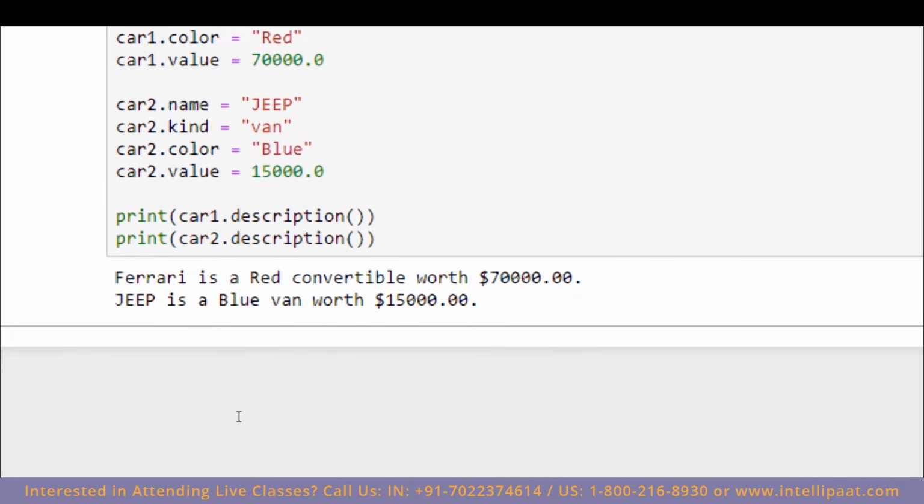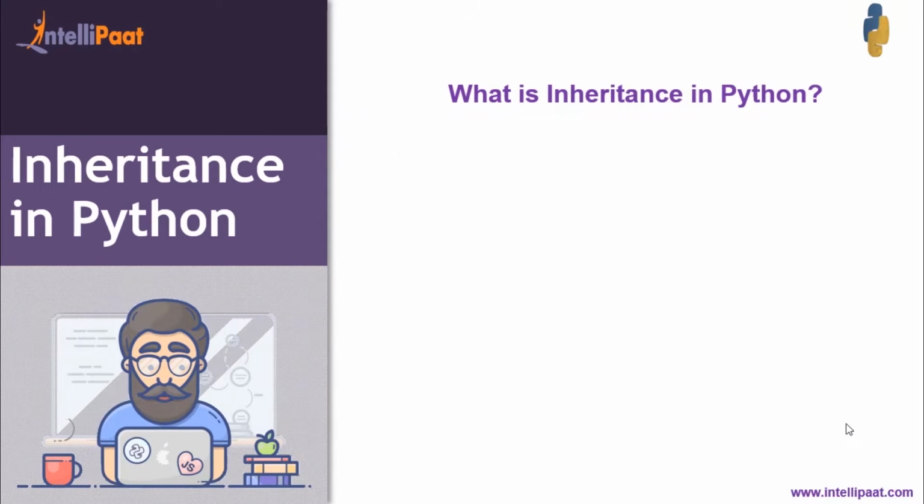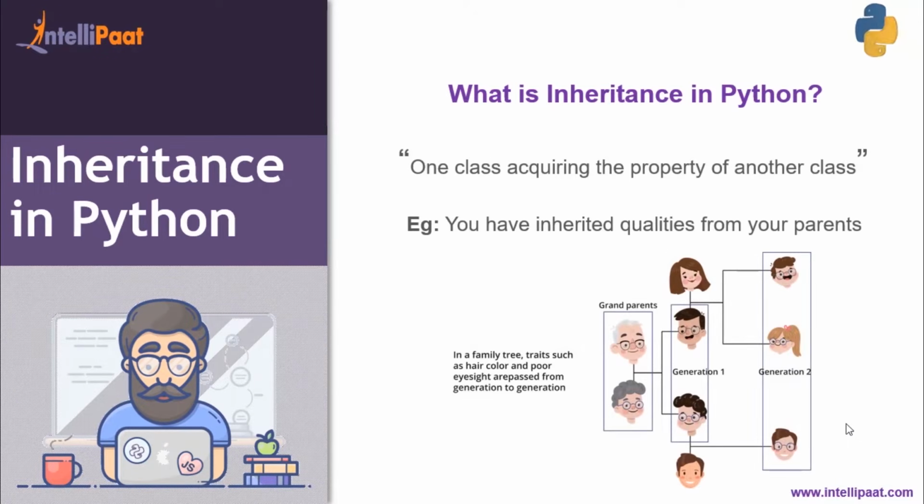So I have tried to cover all the different types of errors which you can face over here. Let's go back to our PPT. Let's move ahead and see what we have next. So I hope you have done your test well. Our next topic is inheritance in Python. So what exactly is inheritance? Inheritance refers to the property of one class acquiring the property of another class. For example, you have inherited qualities from your parents, right? Even in the family tree chart over here, you can see that traits such as hair color and poor eyesight are passed from generation to generation.